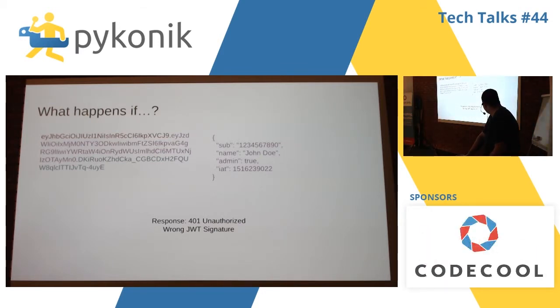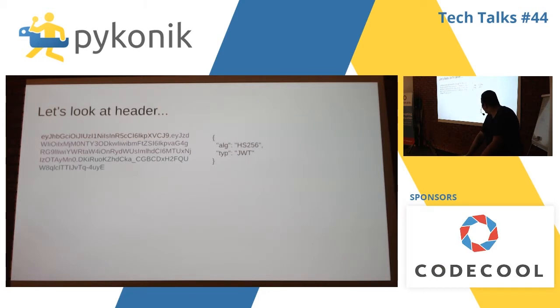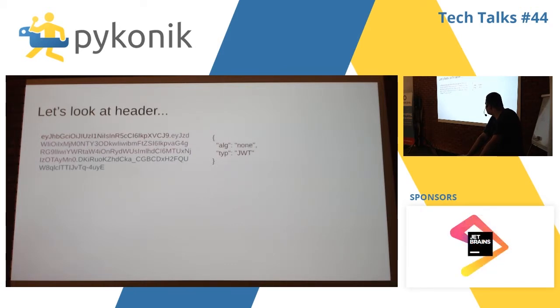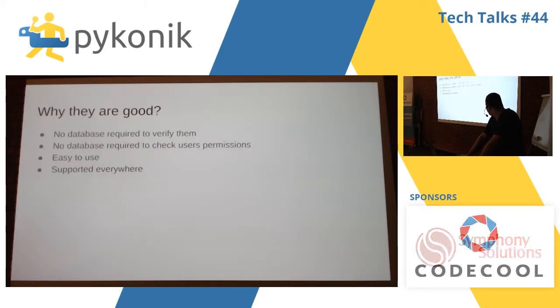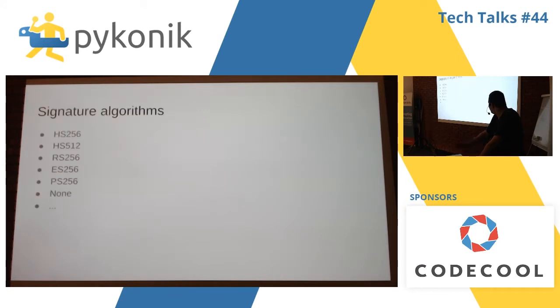But wait, let's look at the header. What do we have here? We have the algorithm and type. What if we changed the algorithm to none? Any guesses? Of course, the data of the header changes, and yes, it works. And this is actually, if you look at my previous slide, none is a valid signature algorithm for the JSON Web Token. It is in the specification.